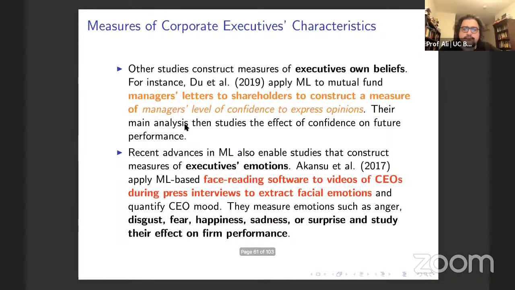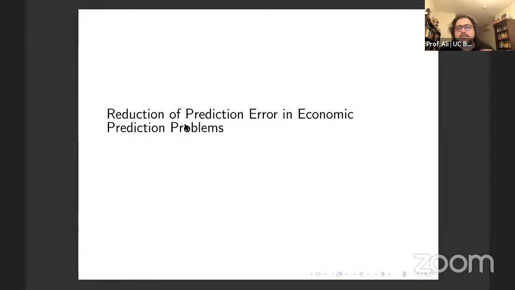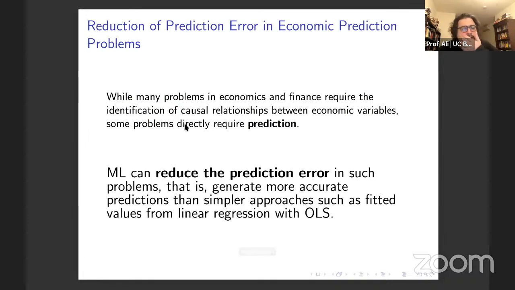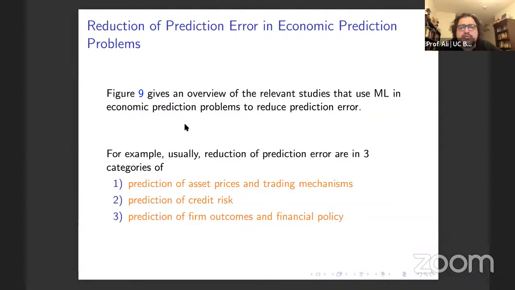Okay. Let me talk a little more about the second application, which is prediction error reduction. As I said, one application of machine learning and deep learning, particularly in finance, is to reduce the prediction error, because OLS or linear methods are not very good out of sample. It makes sense because they are pretty simple. They are just a linear line. So what can we do with that?